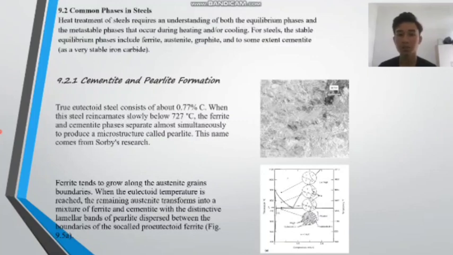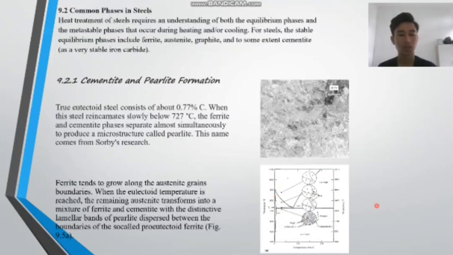9.2.1 Cementite and pearlite formation. True eutectoid steel contains about 0.77% carbon. When the steel is cooled slowly below 727 degrees Celsius, the ferrite and cementite phases separate almost simultaneously to produce a microstructure called pearlite. Ferrite tends to grow along the austenite grain boundaries. When the eutectoid temperature is reached, the remaining austenite transforms into a mixture of ferrite and cementite with the distinctive lamellar bands or parallel plates between the boundaries of the so-called proeutectoid ferrite, picture 9.58.